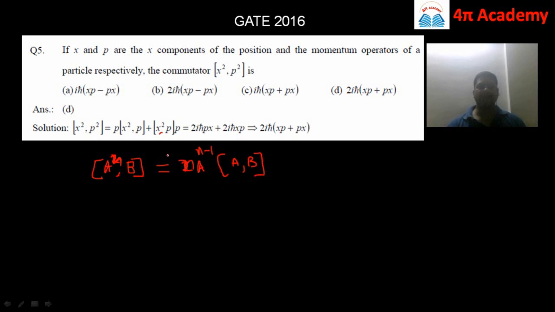So by applying this here, we have x square, so it will be 2 times x raised to 2 minus 1, that is 1, and the commutation bracket of a comma b, that is the commutation bracket of x into p. Obviously the momentum is along x-axis, and we know the value of the commutation bracket of x comma p is equal to iħ, and therefore this will be equal to 2iħ px plus 2iħ xp, and hence by taking 2iħ common, in bracket we remain with xp plus px, and hence again the option D is correct, that is 2iħ (xp plus px).